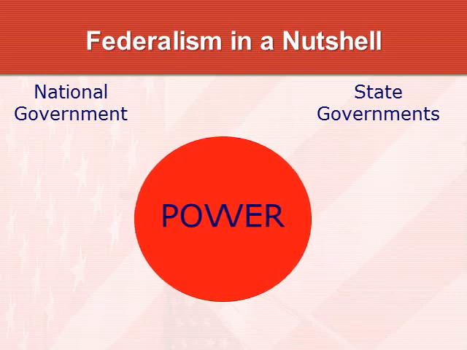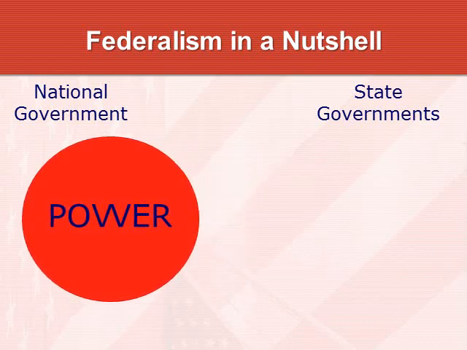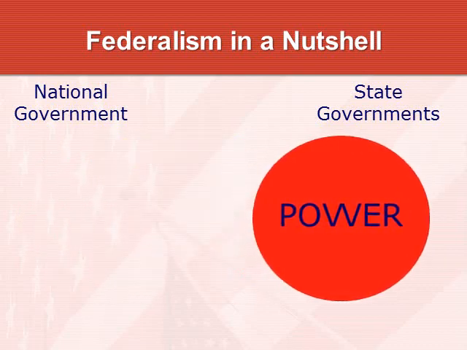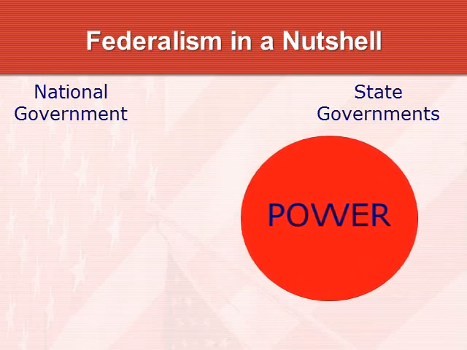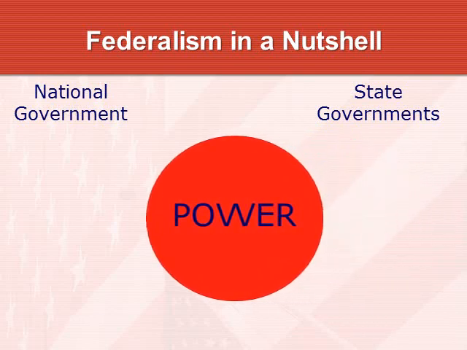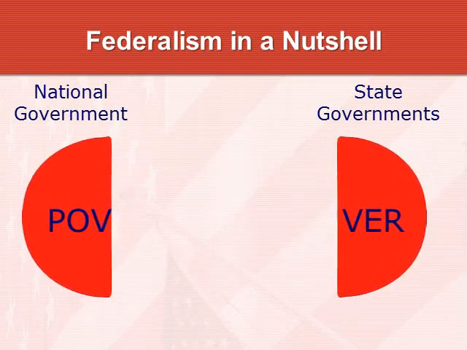Unlike a unitary system of government where power is mostly consolidated in the national government, and also unlike a confederal system in which power is mostly consolidated in the states, a federal system of government is one in which power is separated between the national government and the state governments.